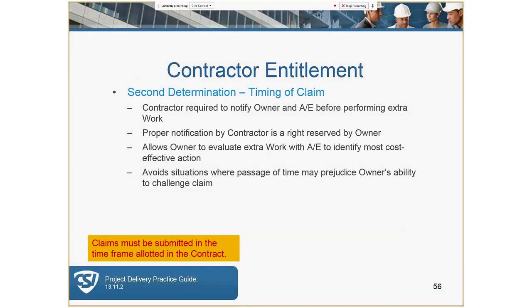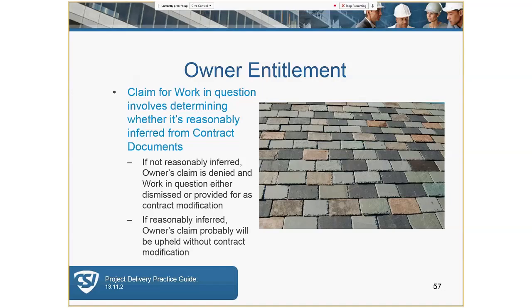The second determination is the timing of that claim, as we mentioned before. So the contractor has to submit the claim timely to the owner to mitigate the cost of the claim if possible. If the claim is not submitted on time or within the time limit that's required by the contract, then that claim can be denied. So again, the claims have to be submitted in a time frame that's defined by the contract for construction.